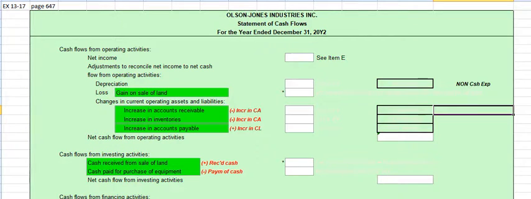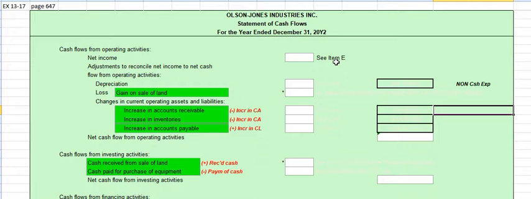Okay, so this is exercise 13-17, page 647. Cash flow statement for the Olson Jones Industries. As we look through the information given to us, we're going to have to calculate a lot of these. So here is the first step.